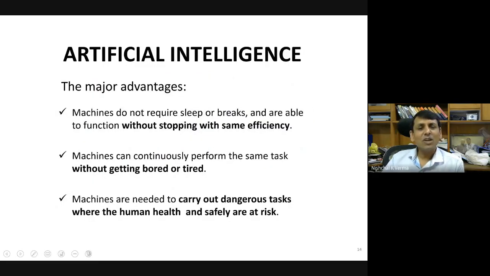Okay. Now, why should we create artificial intelligence? What is the need? Why unnecessarily are we going forward and trying to embed intelligence in machines? What is the benefit? Why should we invest in artificial intelligence technology? Right? There are so many factors, but out of these, we have here only three very impactful features. And these features are, if we embed intelligence into the machine, what we get is here. Machines do not require sleep or break and are able to function without stopping with the same efficiency.